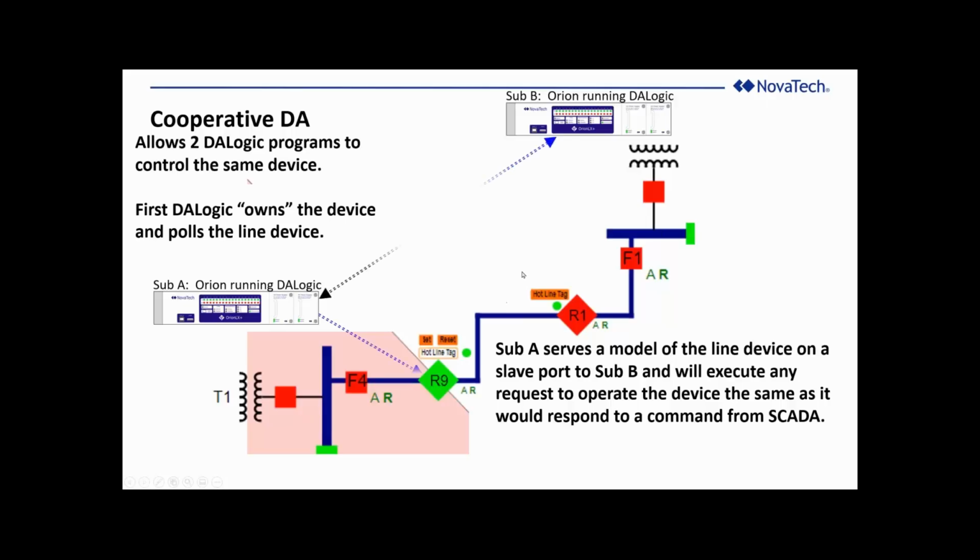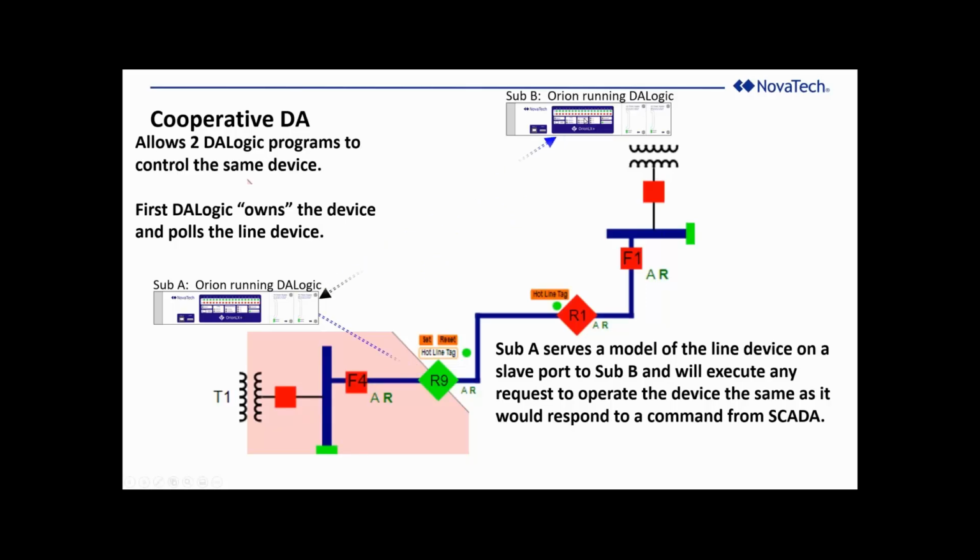Now substation B needed to do the same thing. But substation B was not able to talk to recloser 9 directly because the limitation of the recloser is it couldn't answer to 2 different masters. So I came up with something called cooperative DA.